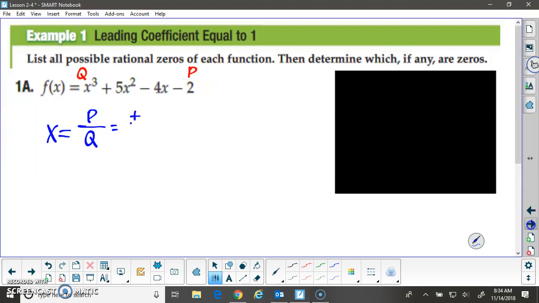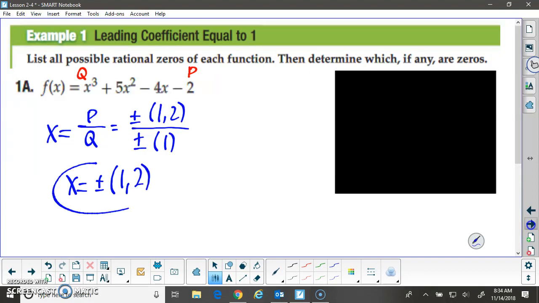So numbers that go into 2 are just 1 and 2. Numbers that go into 1 are just 1. So my list of possible rational roots are just +1, +2, -1, -2. Pretty easy to come up with this list when you just have 1 in the denominator. I'll show you in my next example where we'll have more than one value there.